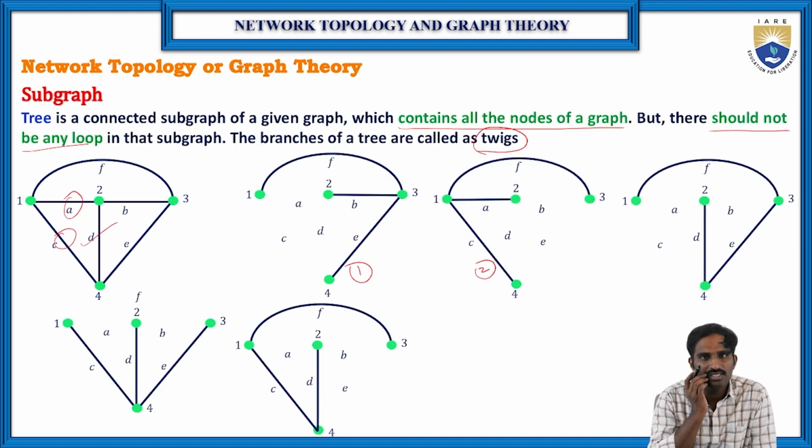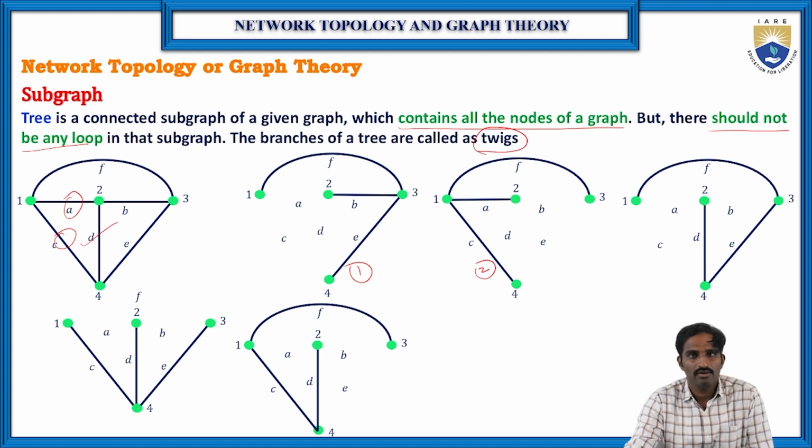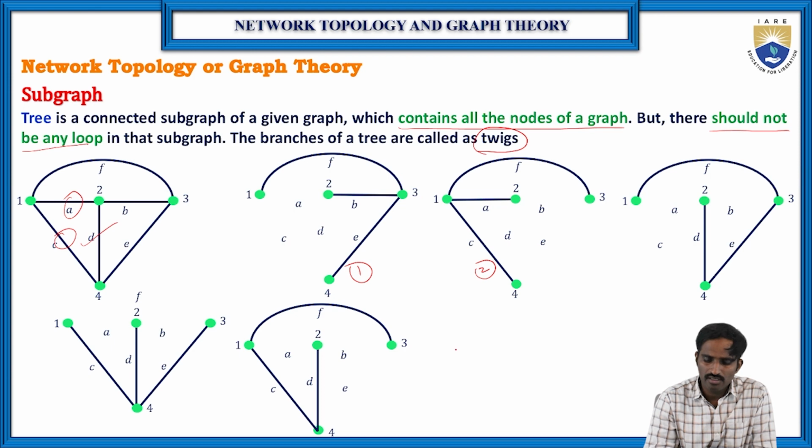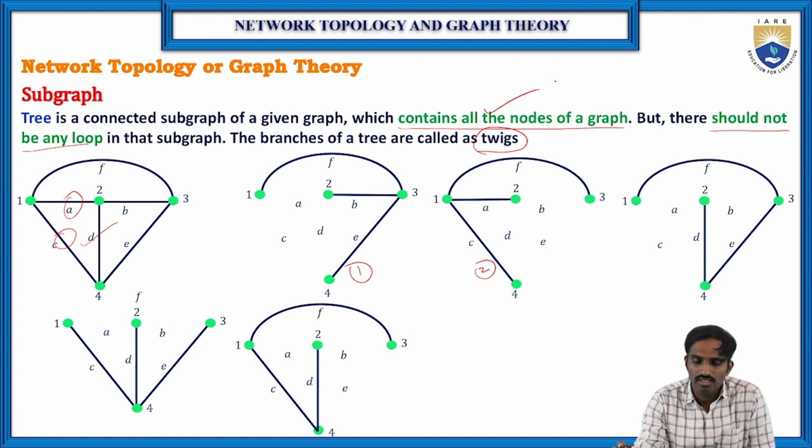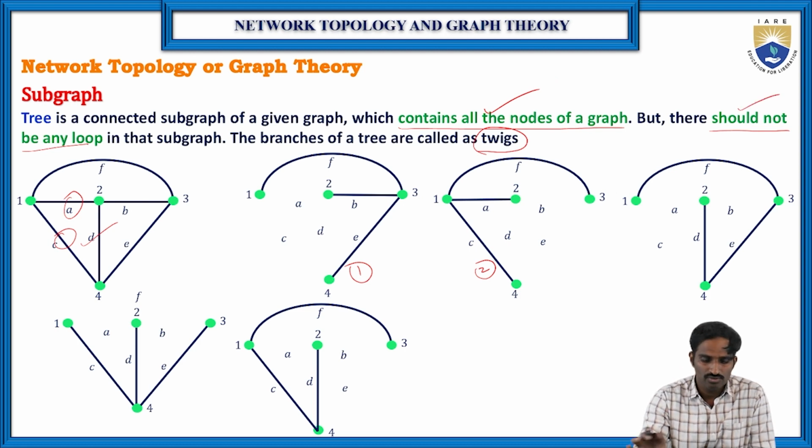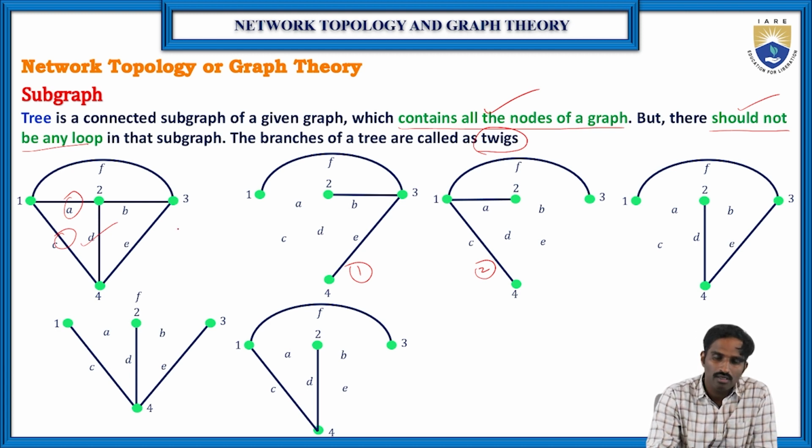So how many trees are there for this particular graph? There are 5 possible trees. We can draw some more, but they should satisfy these 2 conditions: one, it should contain all the nodes, and another, it should not have any closed loop. So this is the definition of the tree and how to draw a tree for a given graph.